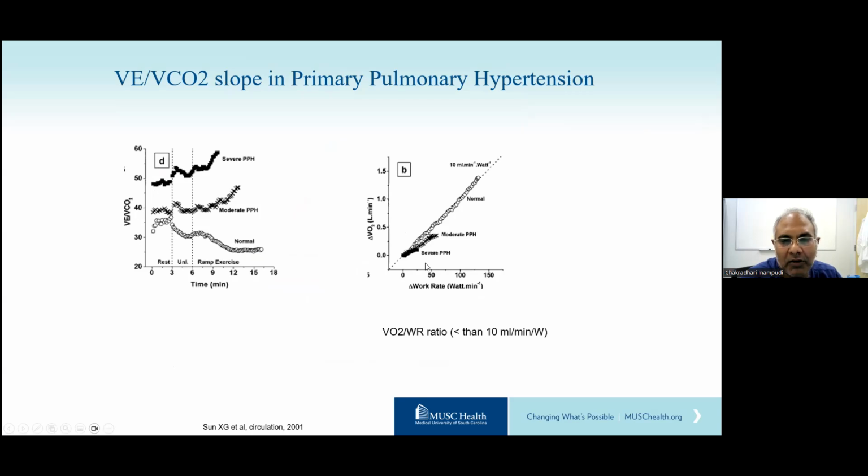And on a different note, looking at the VO2 to work rate ratio, it's going to be less than 10 ml per minute if you have severe primary pulmonary hypertension, with normal being greater than 10 ml per minute for the changes in the VO2 to the work rate.